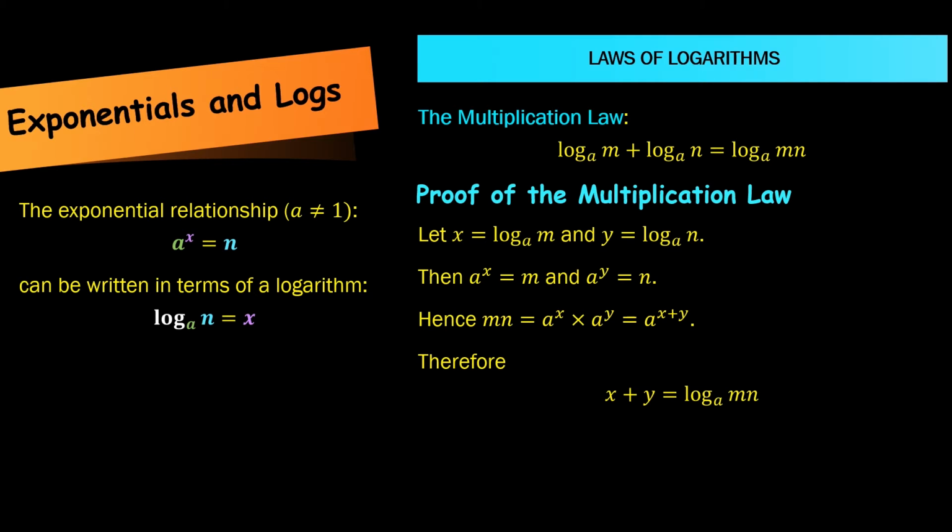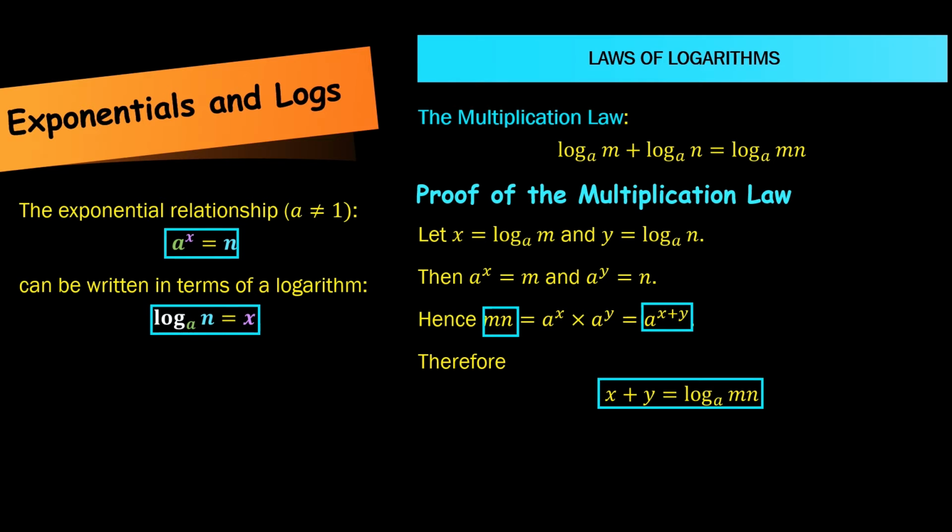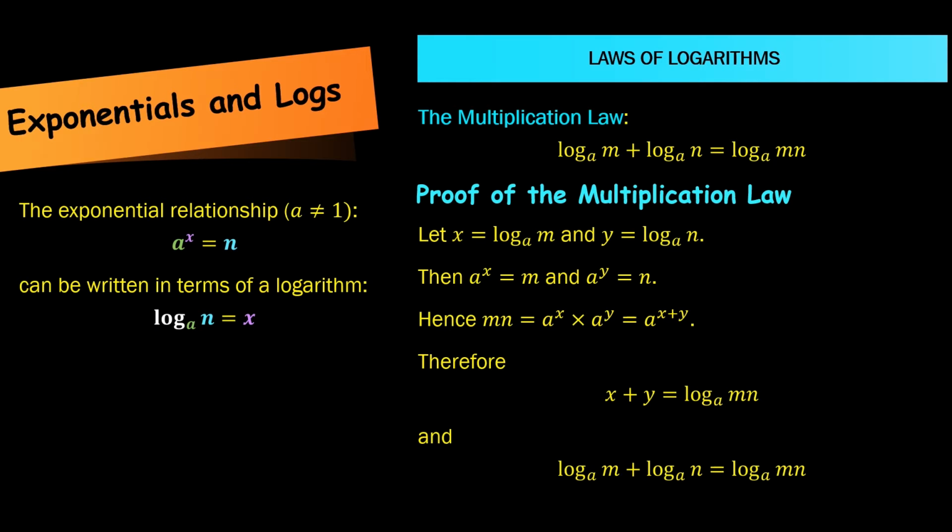Therefore, x plus y equals log mn base a. However, we know that x is log m base a and y is log n base a. Therefore, we have that log m base a plus log n base a equals log mn base a.